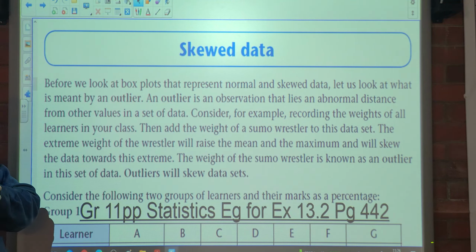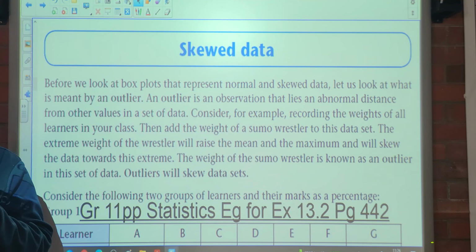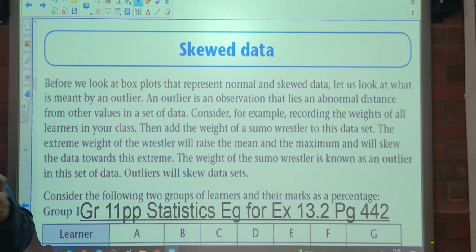So if you consider myself, I'm just 100 to you guys, isn't it? I'm 100 old. So my age opposed to yours, what do you notice? I am far from the data set. You guys understand? And because of my age, the data is then skewed. I'm also known as an outlier. Okay.